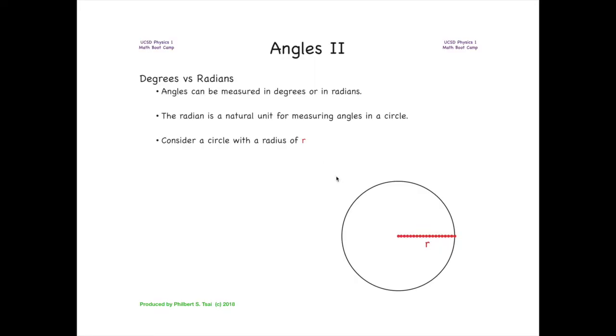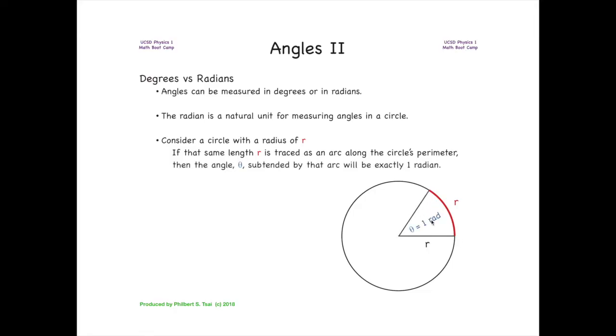Let's consider a circle with a radius of r, as shown in the figure here. If we take that length r and trace it along the arc of the circle's perimeter, then the angle that's swept out by that length r along the perimeter will give you an angle of exactly 1 radian, where 1 radian is roughly 57.3 degrees. A full circle, which by definition is 360 degrees, therefore works out to be exactly 2 pi radians.